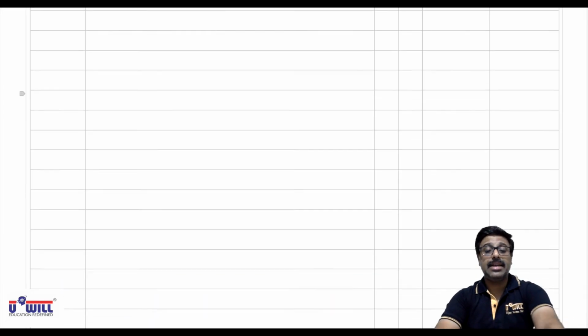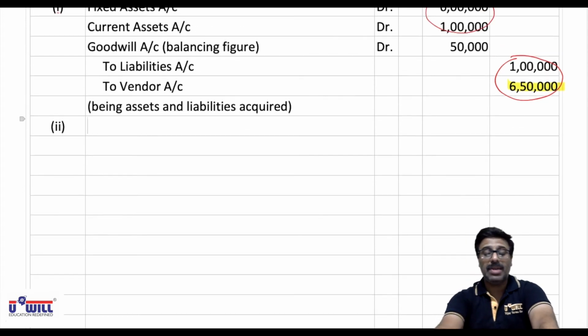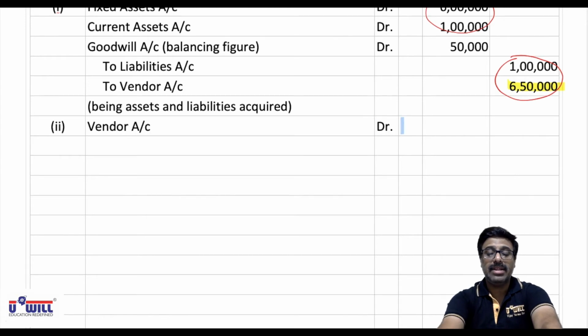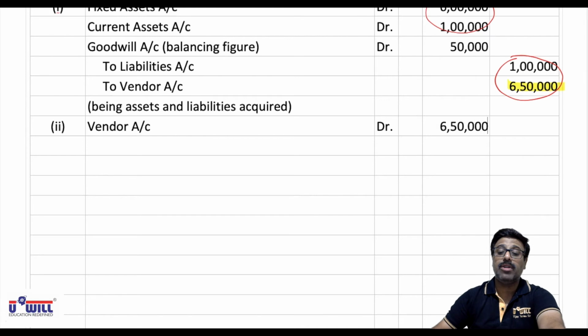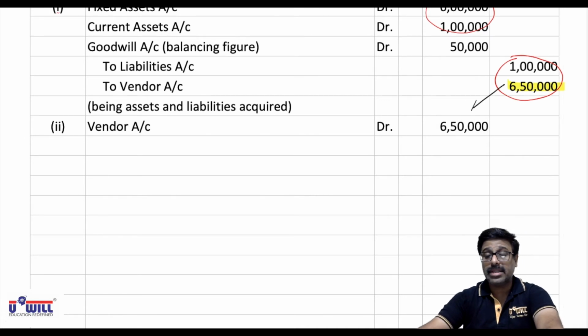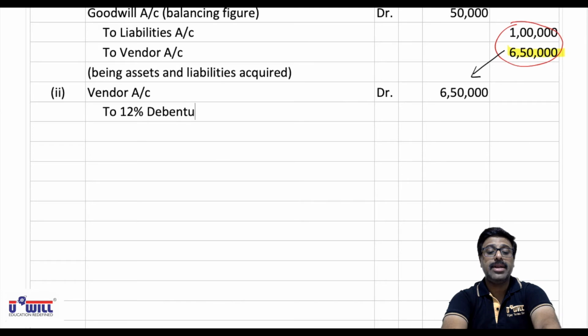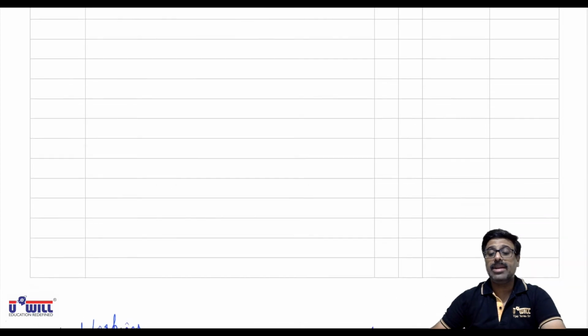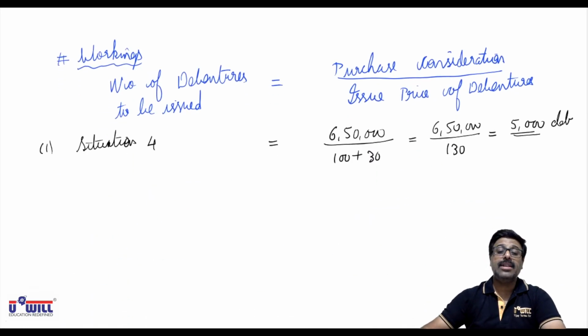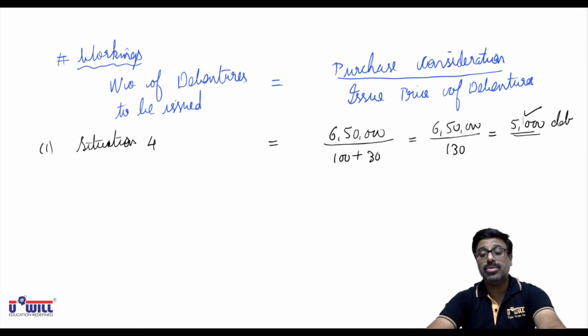Now we can pass the second entry. Very necessary to find this number of debentures before you pass the second entry. Vendor is the receiver, debit the receiver. So vendor account debit with 6,50,000. Same amount what we credited to vendor account in the first entry. Now debentures are issued at premium. So 12% debentures are payable, credit the payable to 12% debentures account with face value. 5,000 debentures are issued, so 5,000 into 100, 5 lakhs. That's why we made this workings. How many debentures are issued? 5,000.